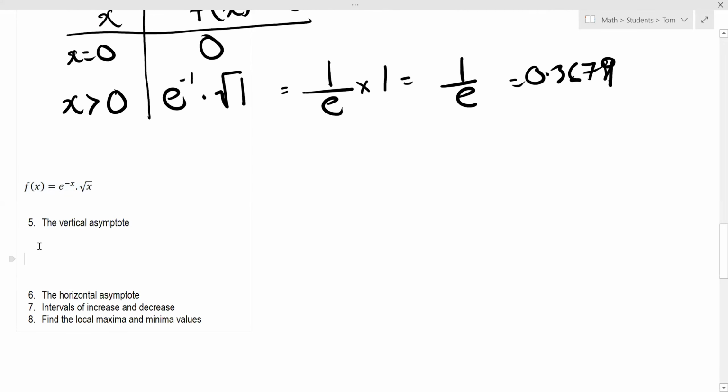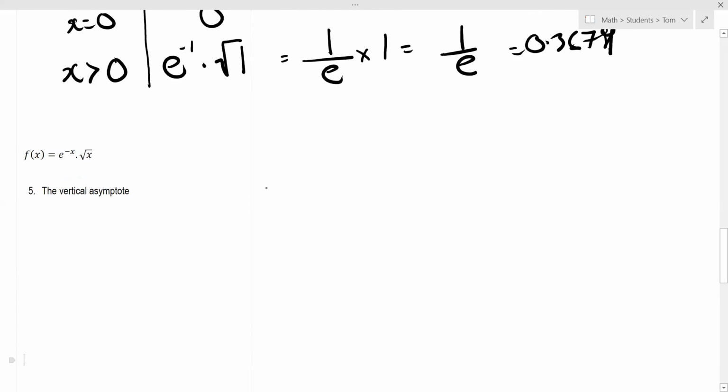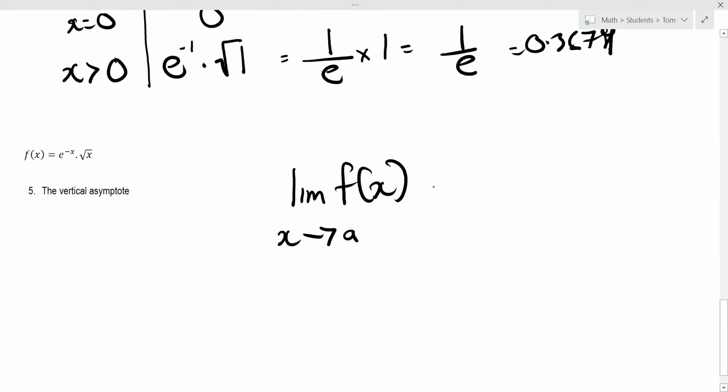Now first, is there a vertical asymptote? At a vertical asymptote, the limit of f of x as x approaches a particular value, let's say a, would be infinity, or in some ways we will say undefined. So is there a number that as x approaches this value, we're going to get infinity?